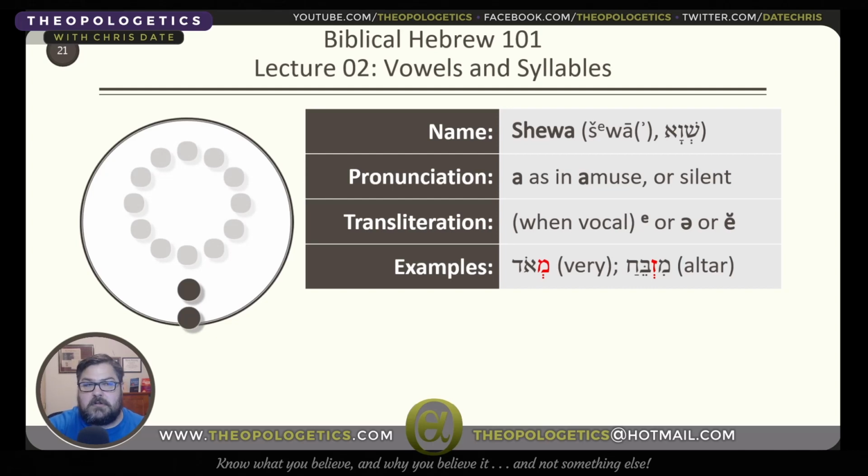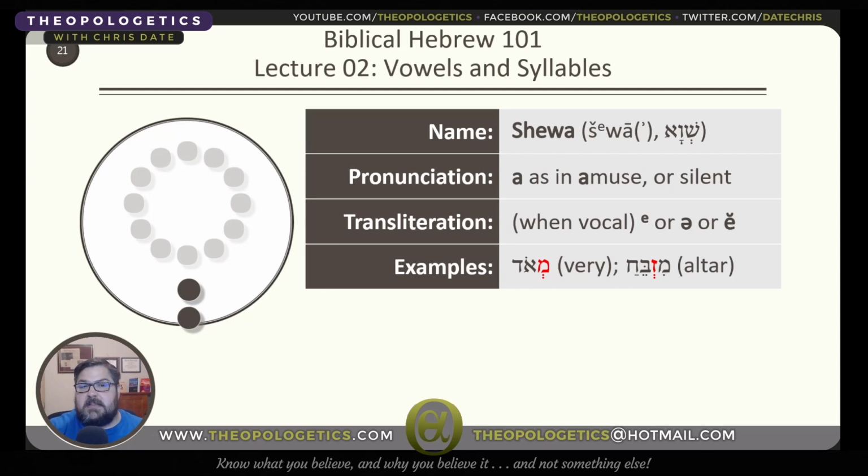When it's vocal, it is transliterated. Your grammar and many others use a superscript E, but you will also at times encounter an upside down E, or an E with a little downward swooping symbol over the E.